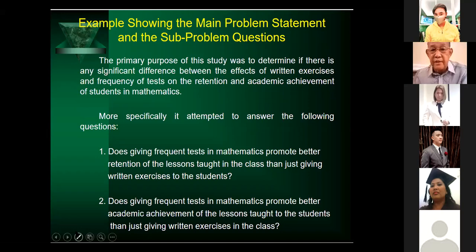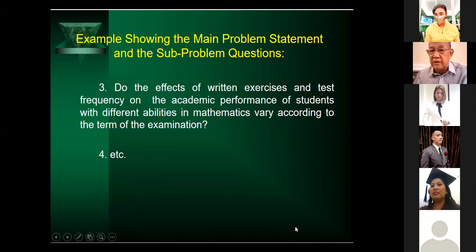Second question that can be answered would be, does giving frequent tests in mathematics promote better academic achievement of the lessons taught to the students than just giving written exercises in the class? A third possible specific question is, do the effects of written exercises and test frequency on the academic performance of students with different abilities in mathematics vary according to the term of examinations and many more? At least you have hit already, no? The major issues. The correlation between effects of written exercises and retention rate, test frequency and retention rate, and then effects of written exercises and test frequency on academic performance. So here is an example of a major and specific problems in quantitative research.